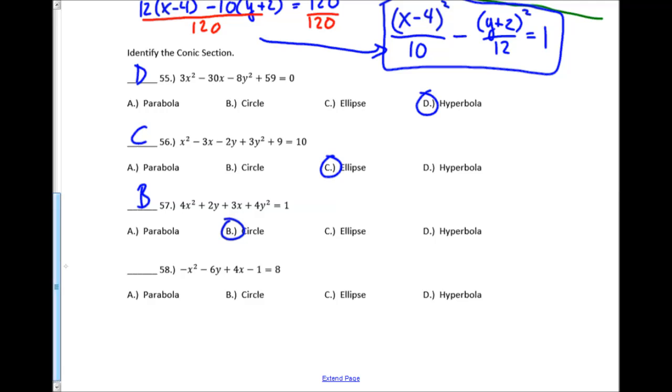And now the last one of these four, obviously there's only one squared term, kind of sticks out like a sore thumb. That one's my parabola, okay, because there's only one squared term. All right?